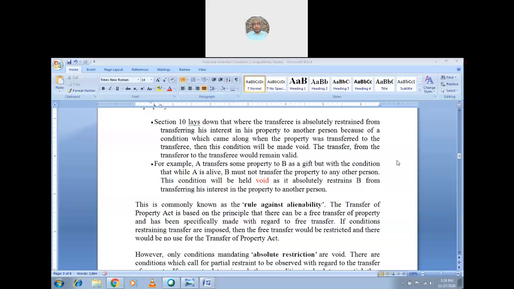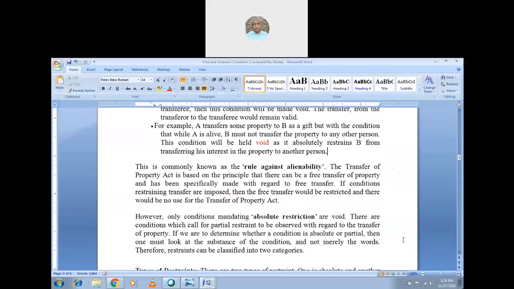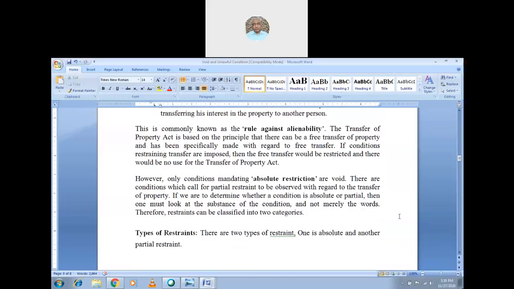So naturally, when big items are purchased and transferred, it is better to transfer the title also, but not for a pen, pencil, or other movable property which has less value, or even more value. An oral transfer is also possible. What I want to say is that this is commonly known as the rule against alienability. The rule against alienability asks whether a person can alienate, and whether there is any condition to stop it or not.